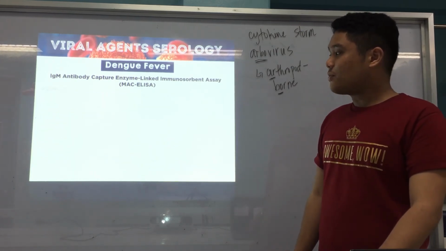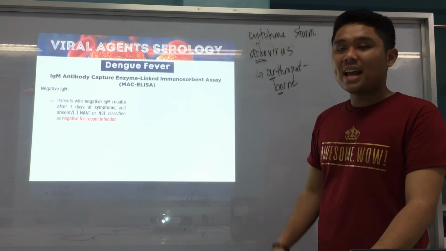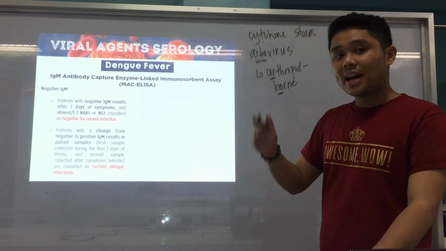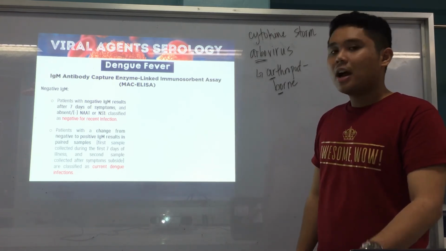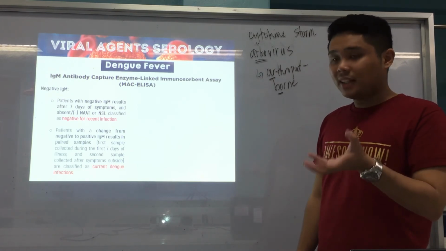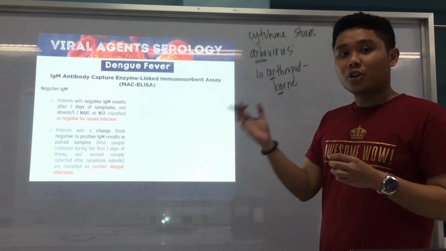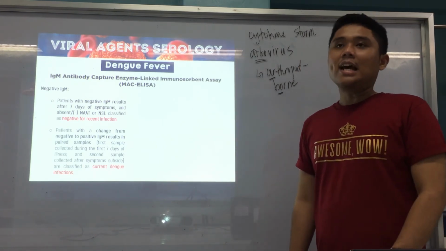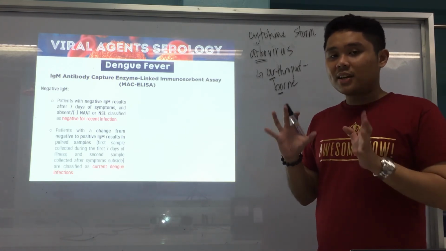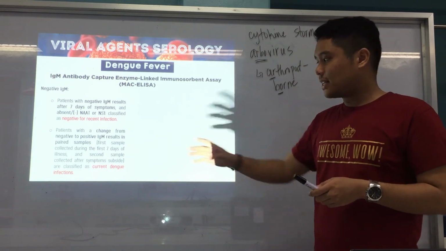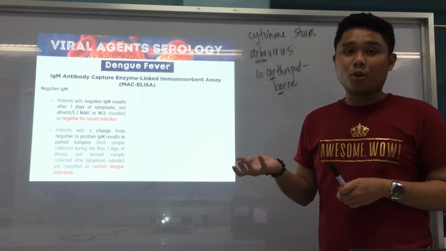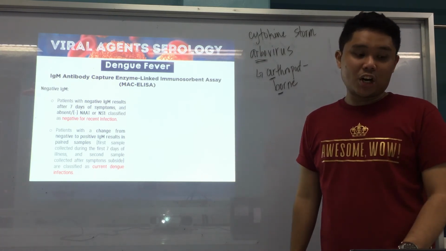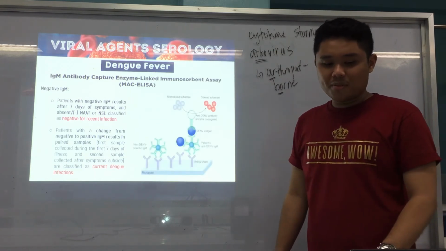Next, if still negative after 7 days of symptoms and the NAAT is also negative, then you are considered negative for recent infection. But if there's a change from negative to positive IgM results in paired samples, where the first sample is collected during the first 7 days of illness and the second sample is collected after symptoms subside, then you are considered to have a current dengue infection. Meaning there's a change: you were negative at first but positive when the sample was tested after your symptoms. So you're considered a current dengue infection. Here's an example of your MAC ELISA.